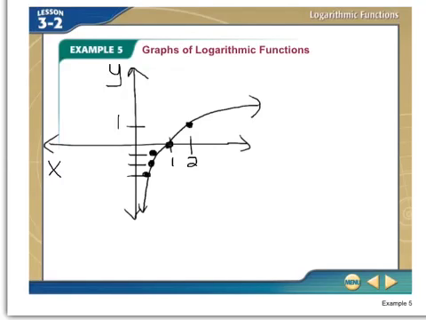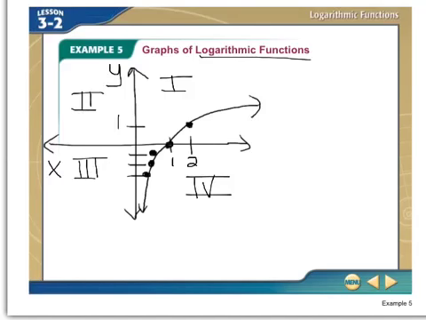Logarithmic functions generally, unless they're translated or transformed in some way, are going to be graphed in quadrants 1 and 4, so that your x values are always positive. Now, a logarithmic function can never be evaluated for a negative number. Therefore, our graph is always going to be in quadrants 1 and 4. And exponential functions are always in quadrants 1 and 2.